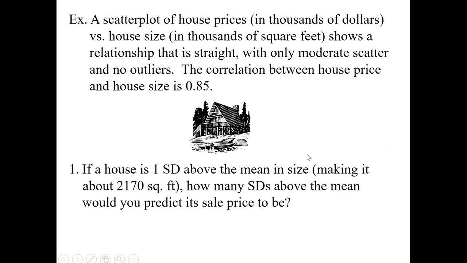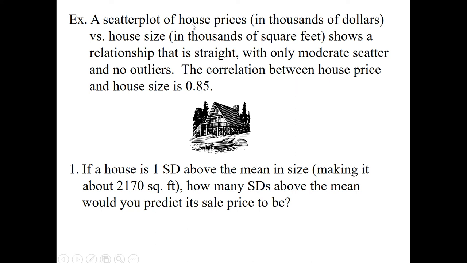If we had a scatter plot of house prices in thousands of dollars versus house size in thousands of square feet, and it shows a relationship that is straight, with only moderate scatter and no outliers. So that's just saying it's relatively straight. So therefore, it's okay. Those are both quantitative variables. And we get a correlation between house price and house size as 0.85. And that's a strong relationship, right? Because it's close to 1.